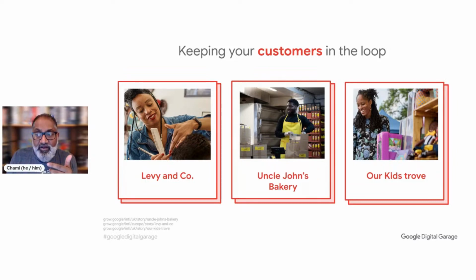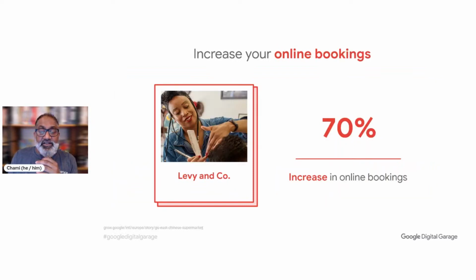So I've got Levy & Co, I've got Uncle John's Bakery, and I've also got Kids Trove. And again, like I said, I'm going to go through in a tiny bit of detail. So here we've got Levy & Co. This is a person who has a barbershop slash salon in North London. Sarita reckons that because of her involvement in Google Business Profile and Maps, she's seen a 70% increase in online bookings.